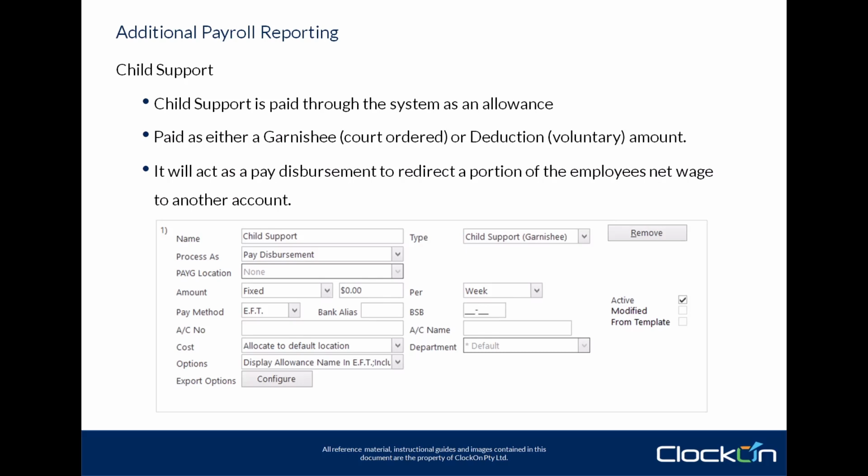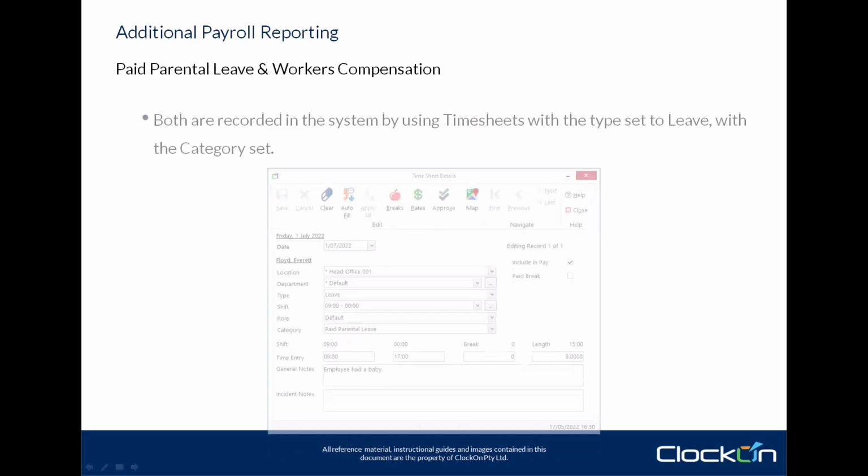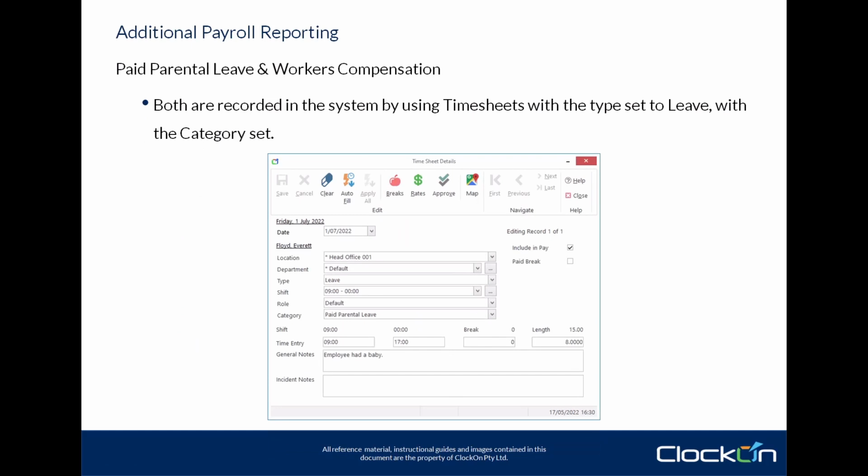Next, we have paid parental leave and workers' compensation. Both are actually recorded through timesheets in the system. So if you have an employee on paid parental leave, you would need to set the type in the drop down for the timesheet to leave. Generally you'd want to put a note in there, but you'd also pick the category as paid parental leave or workers' compensation, depending on what the category is, obviously.